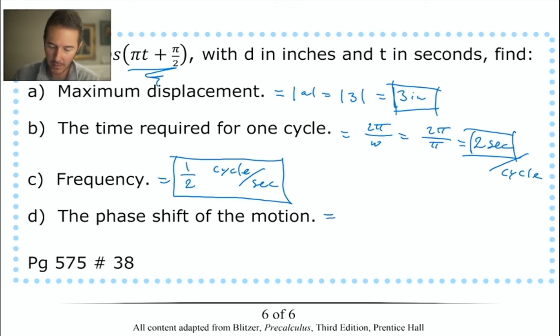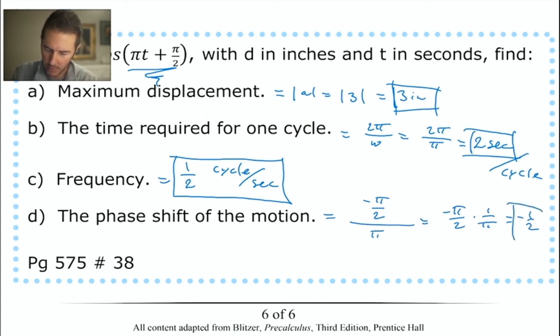Hopefully you said it's -π/2. We'll have to divide that by the B value of pi. If you want to think of it as π/1, you can. That's equal to -π/2 times the reciprocal of pi, which is 1/π. The pi's cancel, and we have -1/2. So our phase shift is -1/2.